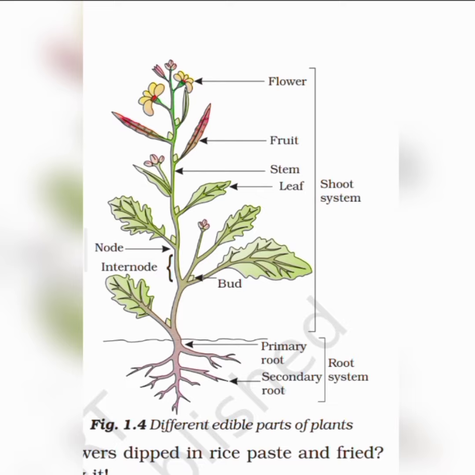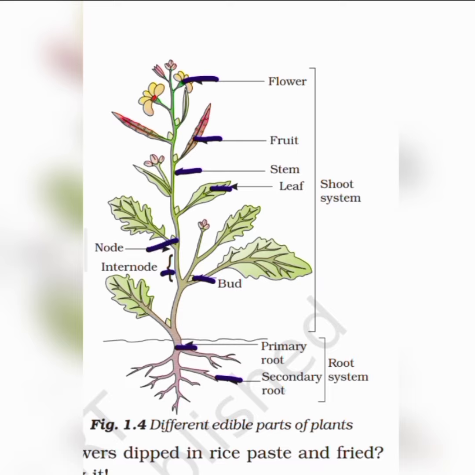First we'll look at the root system, which contains primary root and secondary roots. This one is the primary one and these are the secondary roots as we already know. And this is the shoot system. The part of the plant above the soil is the shoot system. So first is the stem, then the fruit, leaf, the flower, and these are the buds, knots, internodes.